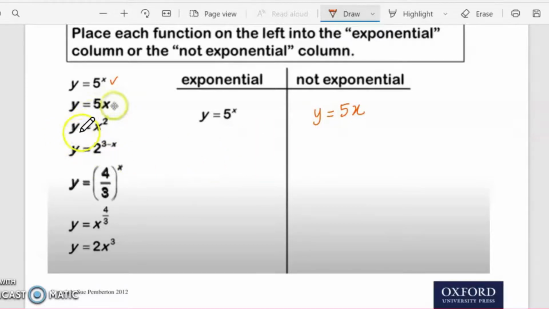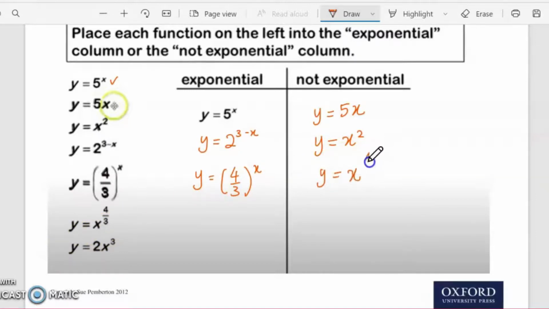Okay, look at number 3. y equal to x squared. So the power is 2, not the unknown. So this one is not exponent. y equal to 2 to the power of 3 minus x. Yes, this is exponent because this one has the power of x for the exponent part. Okay, y equal to 4 over 3x, okay, this is exponential function. Again, y equal to x to the power of 4 over 3. This one is not exponent since the power is not a variable.